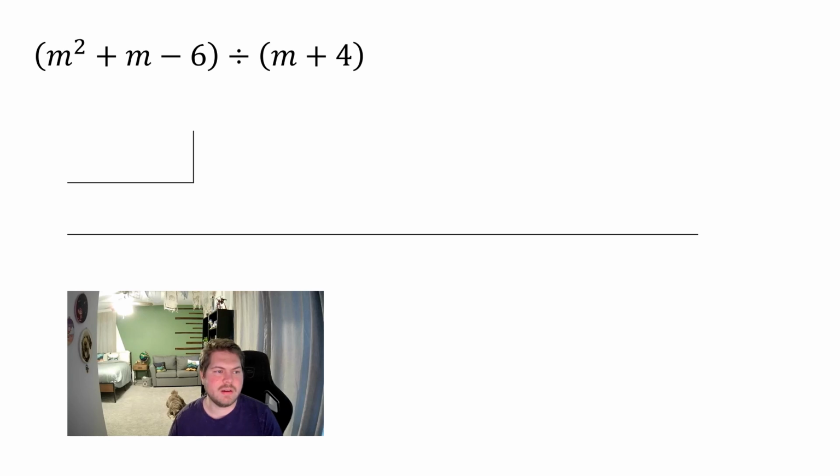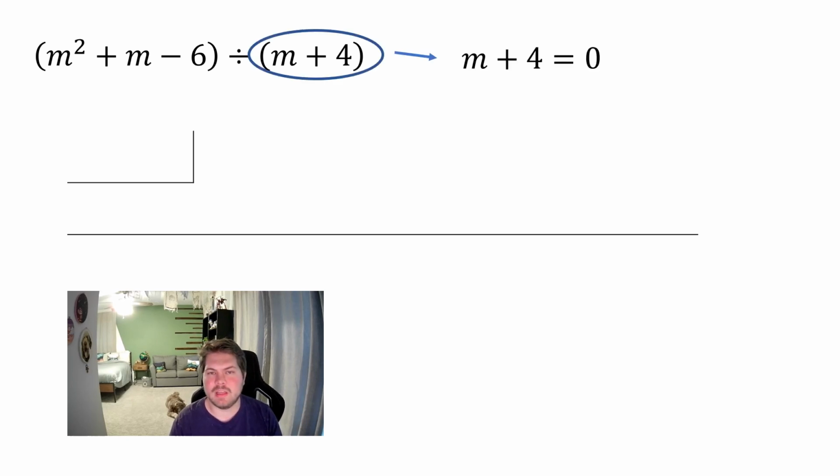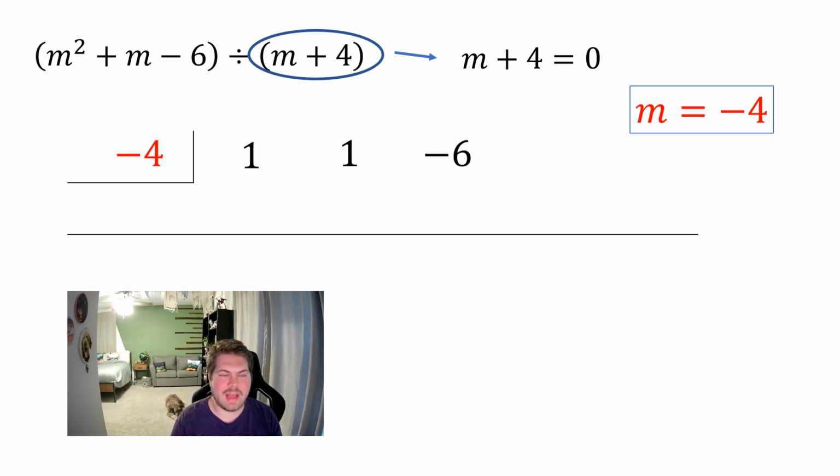All right, so here we're dividing by m plus 4, so we just need to think, what makes that 0? And it's going to be negative 4. So negative 4 is going to go in our little half box, and then all of our constants. If it's just a letter by itself, remember there's basically an invisible 1 there. So it's going to be 1, 1, negative 6. We're always going to bring the first one down, and then we're going to multiply, add, multiply, add. So 1 times negative 4 is negative 4.